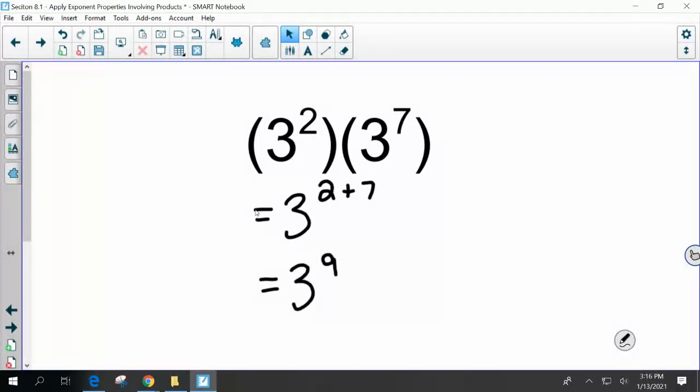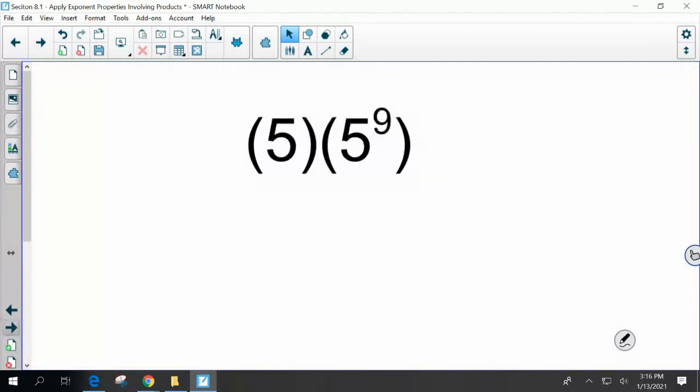We're not actually calculating these. We are leaving what's called an exponential. We're answering using an exponent. We're figuring out what the exponent is.